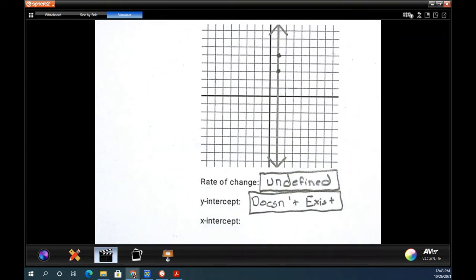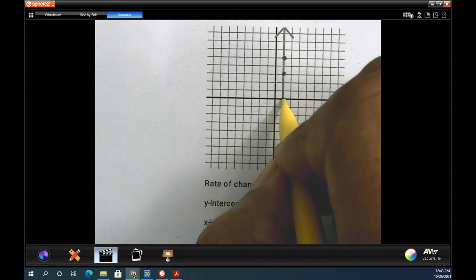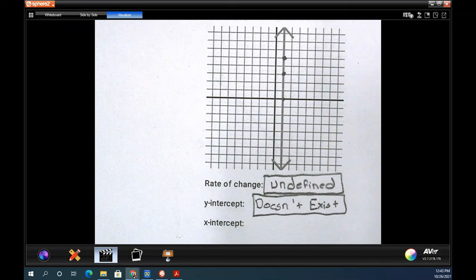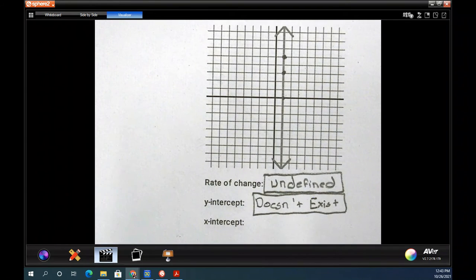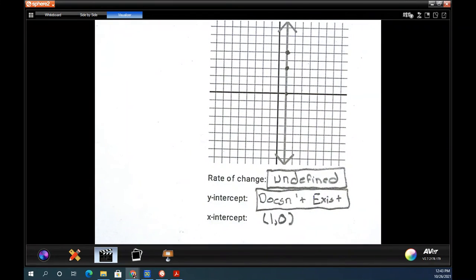Now, the x-intercept. Where the line crosses the x-axis. It crosses it right here. What is the name of that point? No, it's not 0, 1. 1, 0. Okay, let's go to number 3.